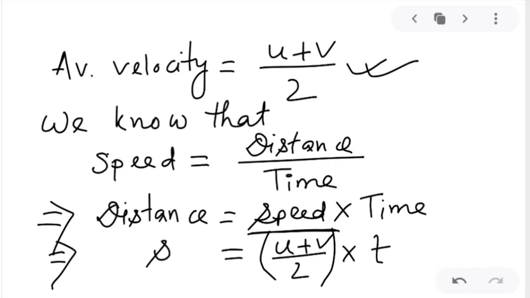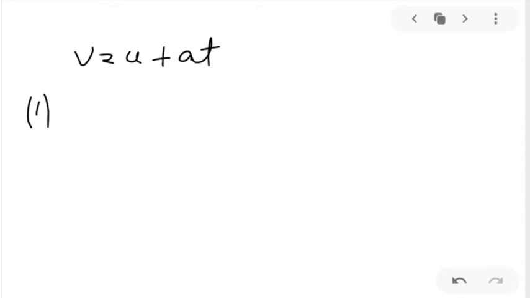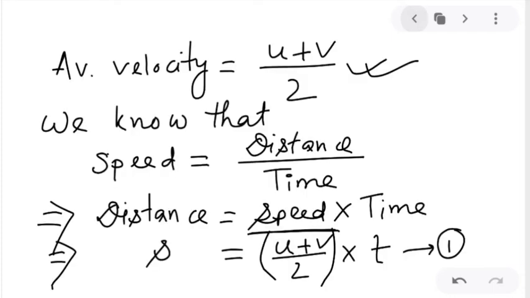We already know that v equals u plus at. Let us use this value of v in this equation. Suppose it is equation number 1. Now let us use the value of this. From equation 1, we get s equals (u plus v), where we have to replace the v.